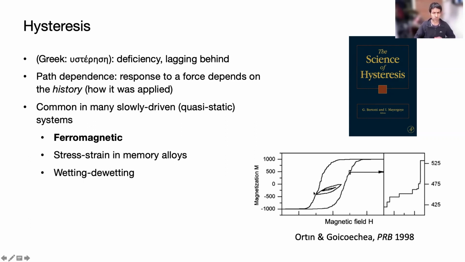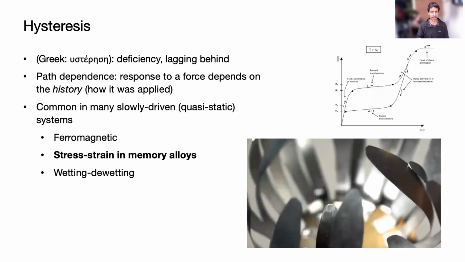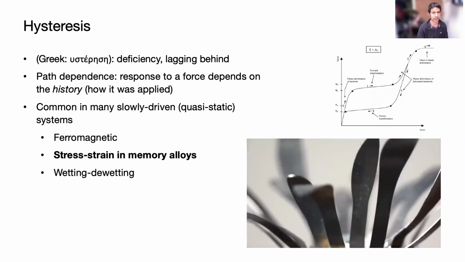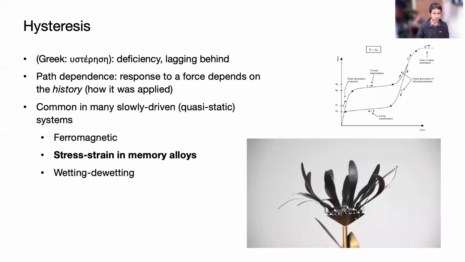Another common feature is return point memory: when you do an excursion, you return to the previous curve, and also in this smaller loop, at exactly the same point and with the same microscopic configuration. This will become very important in a few minutes. And this is evident in many systems, also in memory alloys. This is heating and cooling a memory alloy, showing its stress-strain behavior.